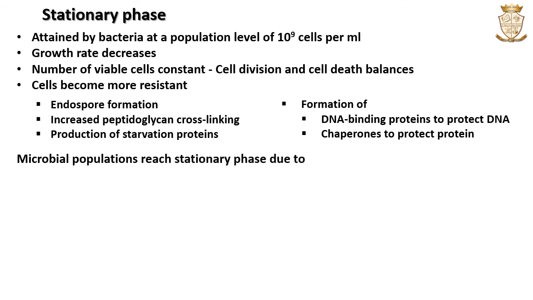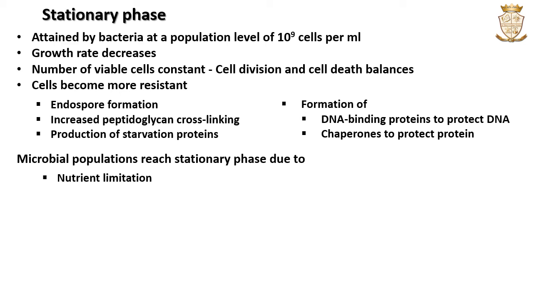So, why do microbial populations reach this particular stationary phase, where their growth rate decreases and their number of viable cells becomes constant, and all the cells which remain viable during the stationary phase become more and more resistant? What is the reason by which the microbial populations reach this stationary phase? The first and prime factor is nutrient limitation.